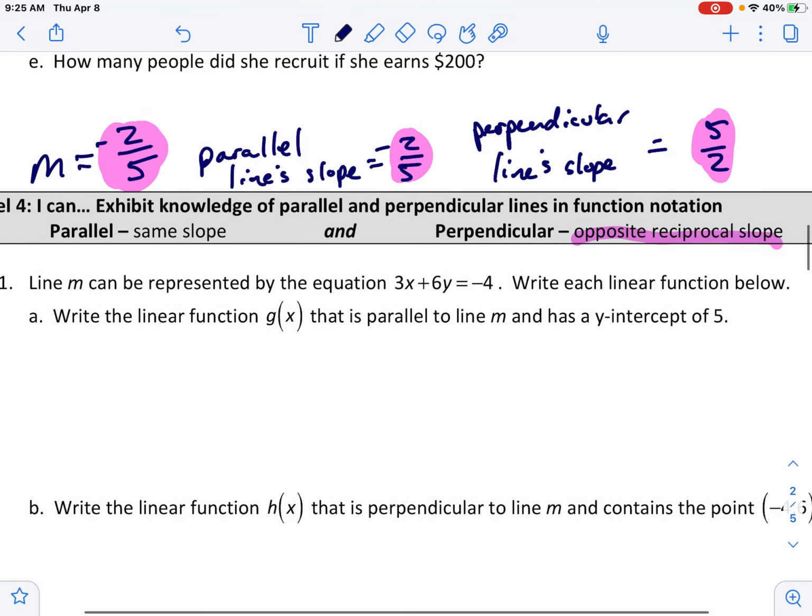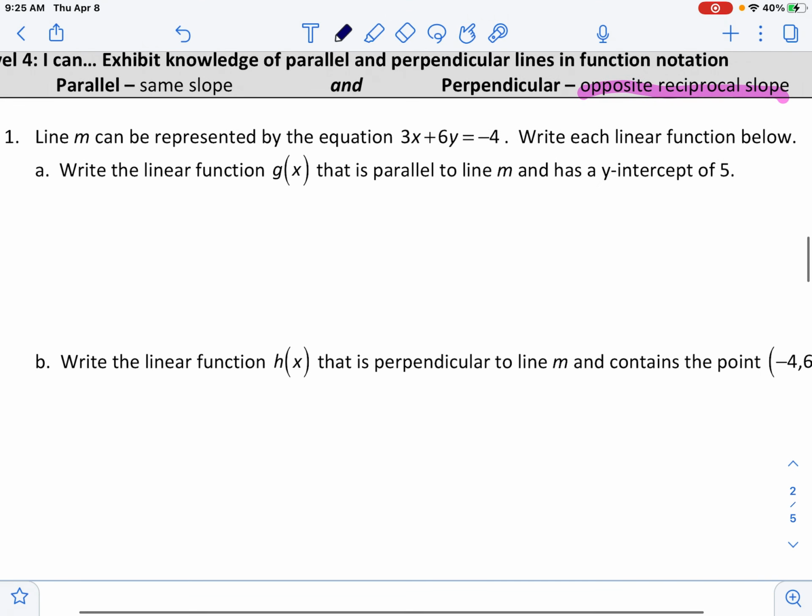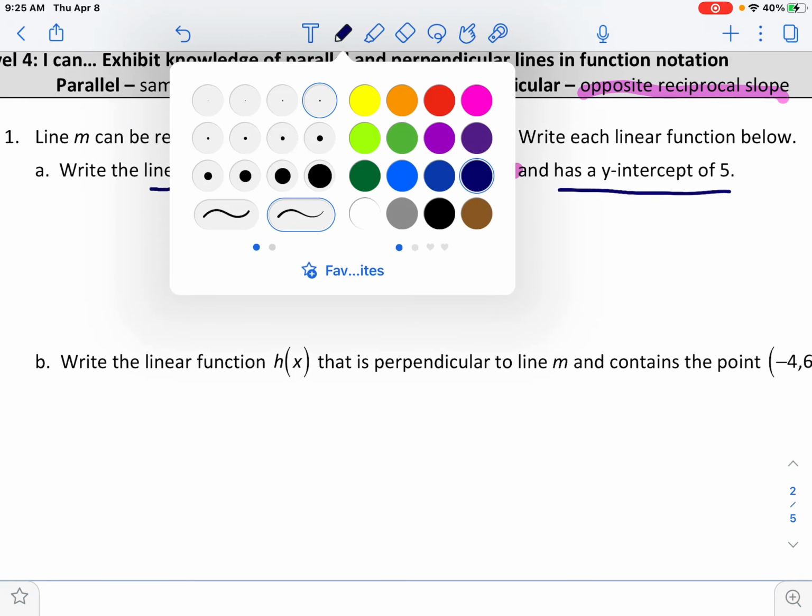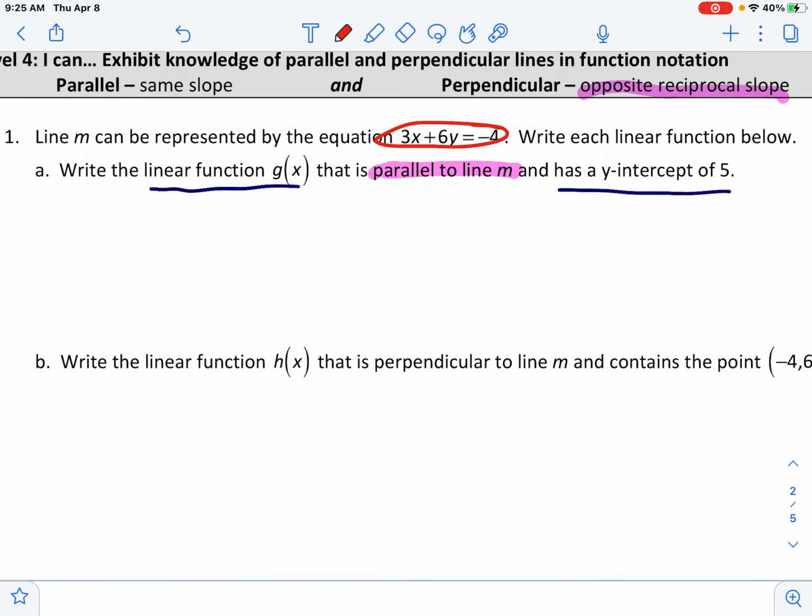All right. Line M, this question. Line M can be represented by the equation 3x plus 6y equals negative 4. Write each linear function below. So we want to write a function g of x. So again, that keeps in mind that we're going to write it with g of x. All right. Parallel to line M, and we're going to have a y-intercept of 5. Okay. So we need to know what slope is parallel to line M. Well, that means we need to know what slope line M has. So we need the slope for this equation.